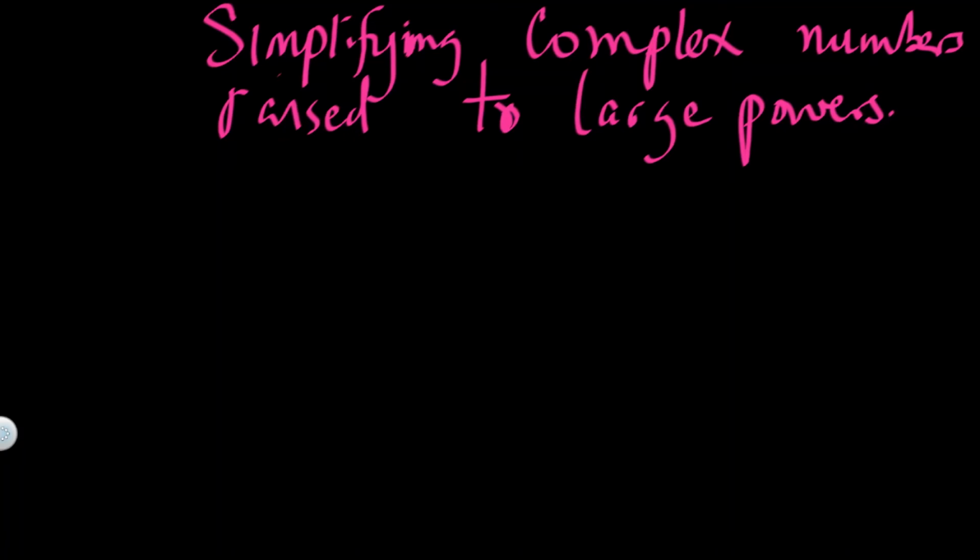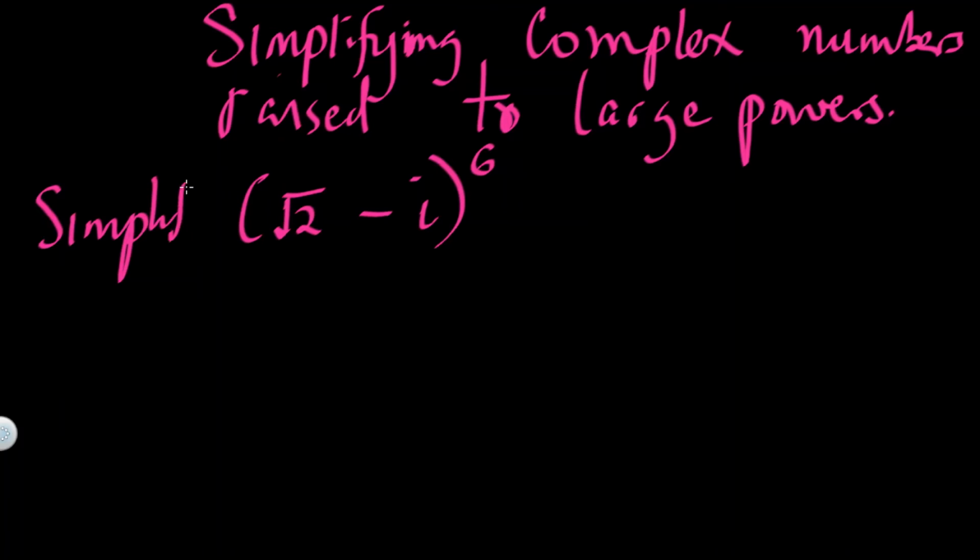But if you have something like root of 2 minus i, all this raised to the power of 6, and you want to simplify this, it is quite tricky because otherwise you're going to have 6 brackets that you have to multiply out. That is quite tedious. You can apply De Moivre's theorem in this situation.